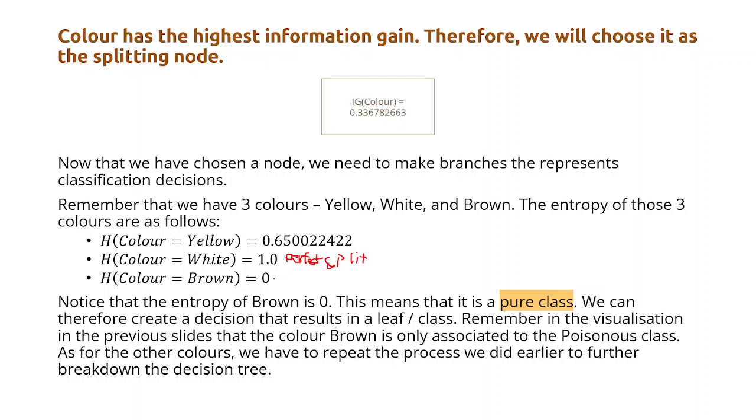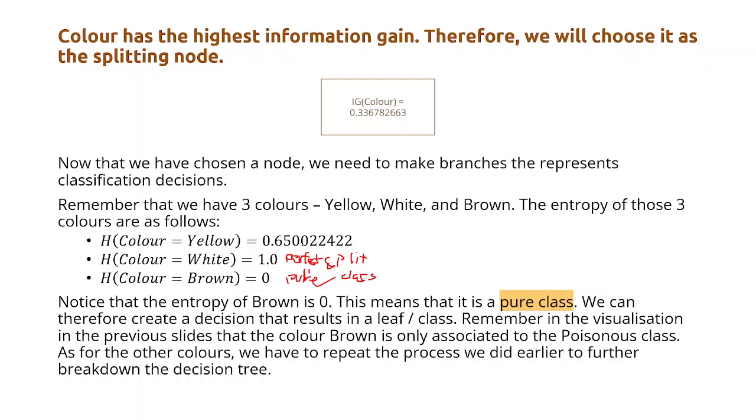If the entropy is zero, that means it is a perfect class, a pure class. It is written below. Notice that the entropy of brown is 0. This means that it is a pure class. We can therefore create a decision that results in a leaf or class.